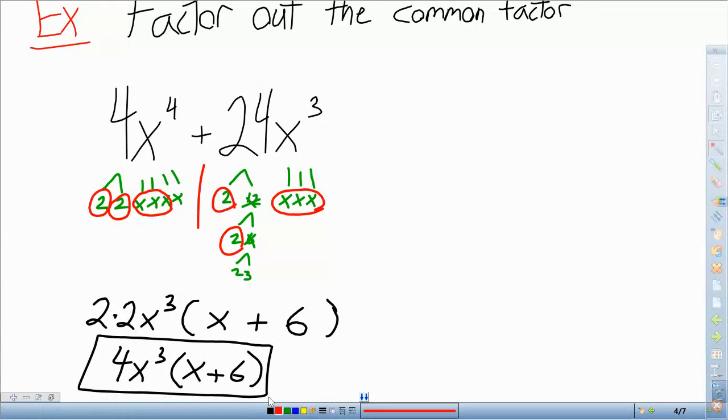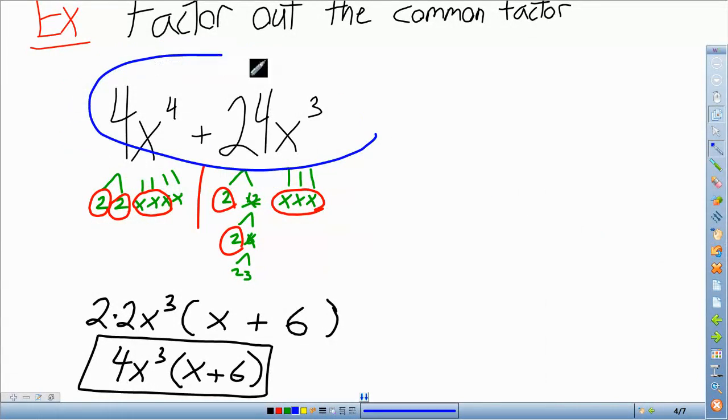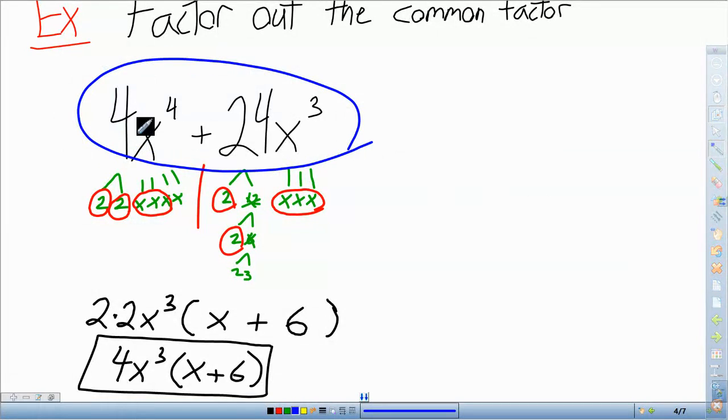Let's try to factor this next one in our head. Before we get to it real quick, I just want to try to get you into the headspace. I could have looked at this problem when we started out and said, okay, 4 and 24, what's the biggest number they have in common? Well, it's a 4, right? Then we have 4 x's here and 3 x's here. How many x's do both of these terms have? Well, they have 3 x's, right? I could have pretty quickly realized, oh, a 4x cubed is what's coming out of both those terms. I could have done that in my head.